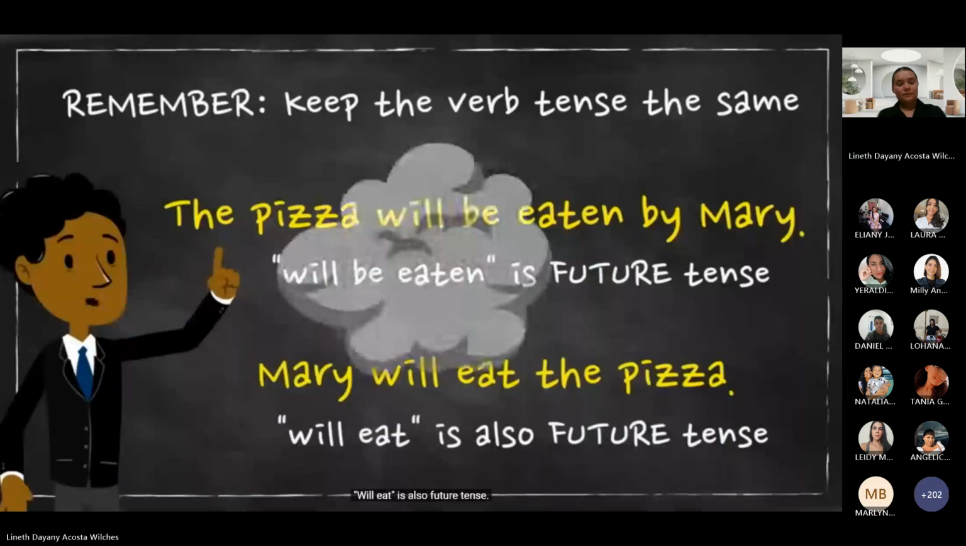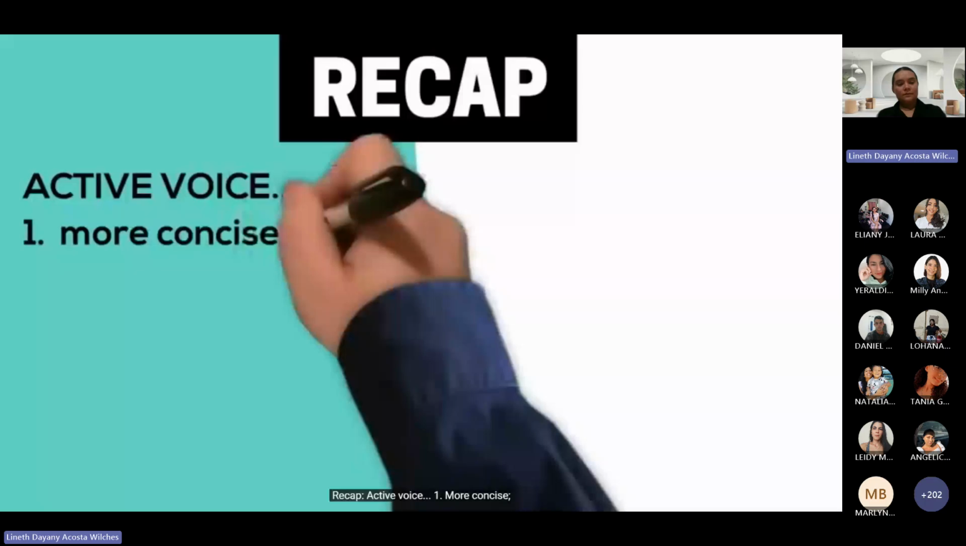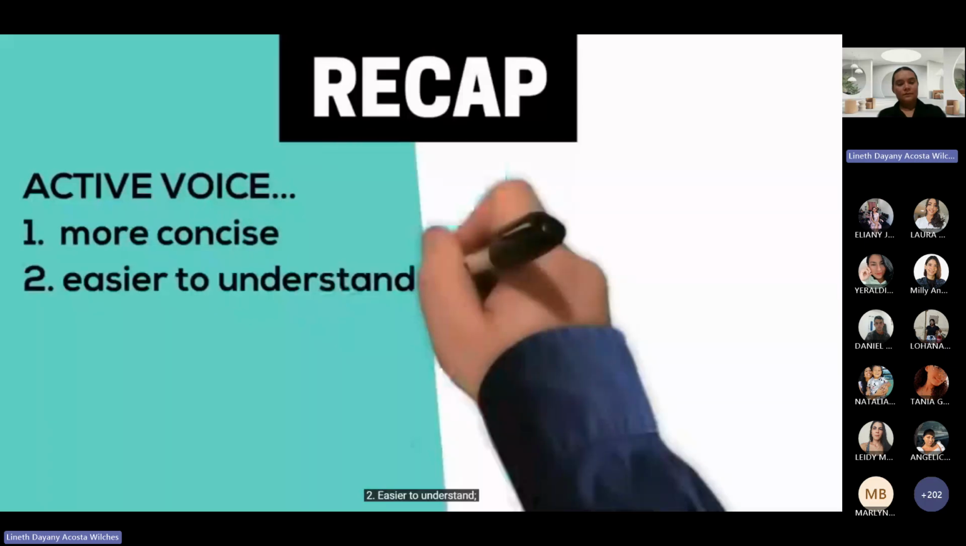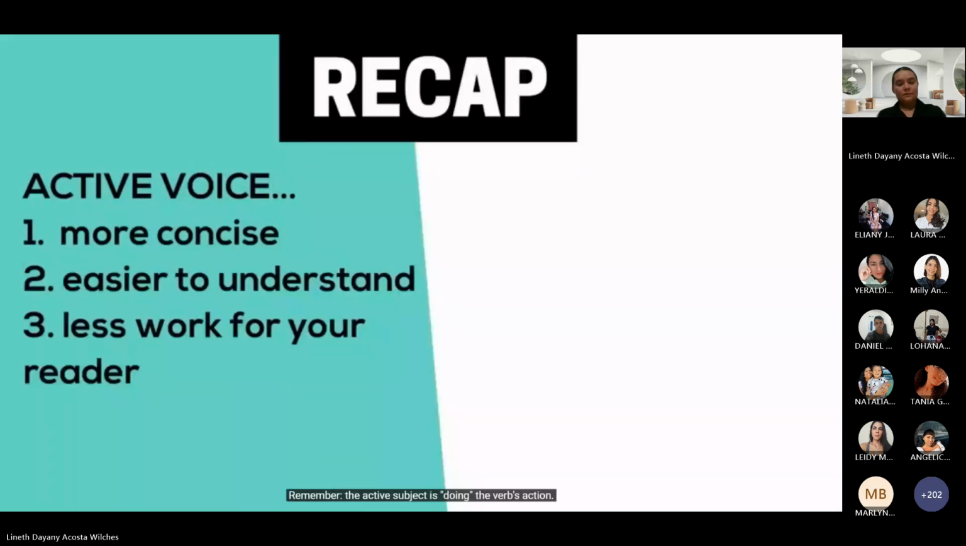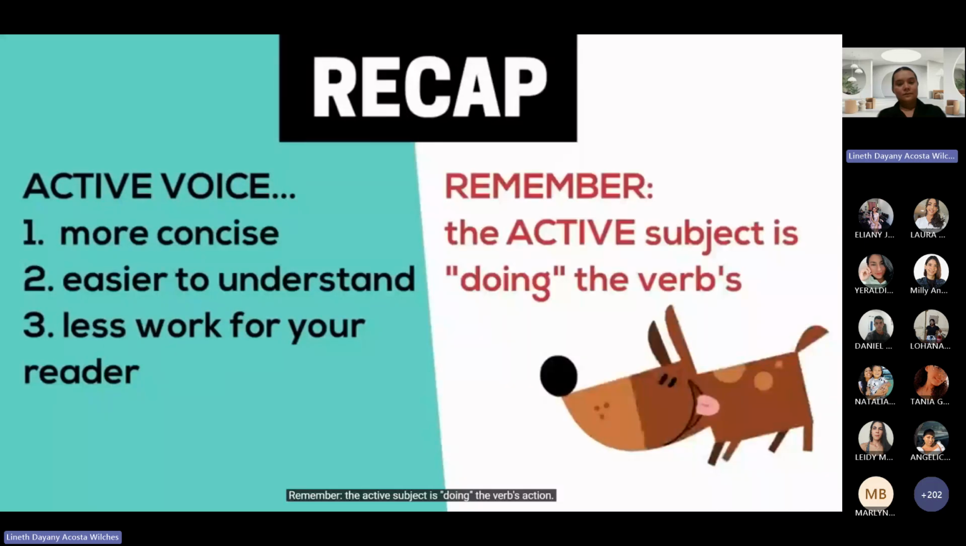Recap. Active voice: 1, more concise. 2, easier to understand. 3, less work for your reader. Remember, the active subject is doing the verb's action.